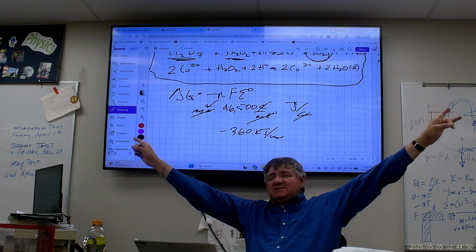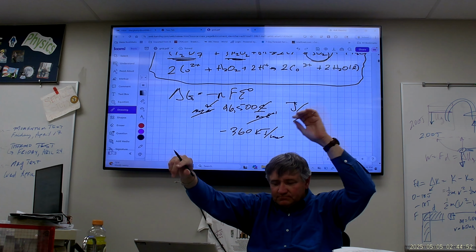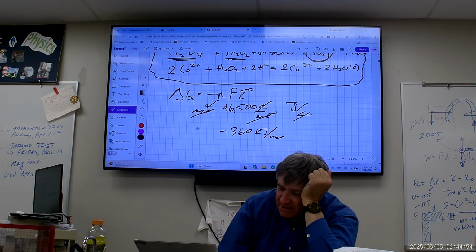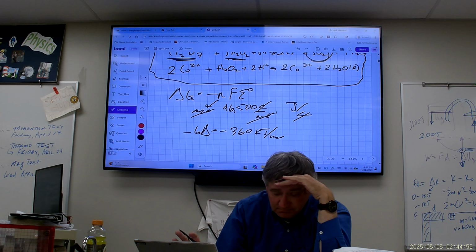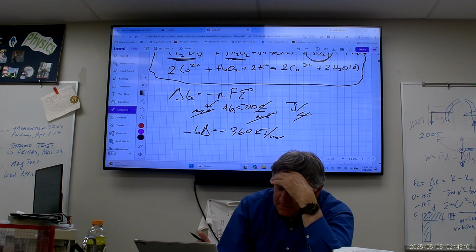So you get negative 360 kilojoules per mole. Now, step back for a second, now that we know a lot more chemistry. You have a negative delta G. Is the reaction spontaneous? Yes. Cool.